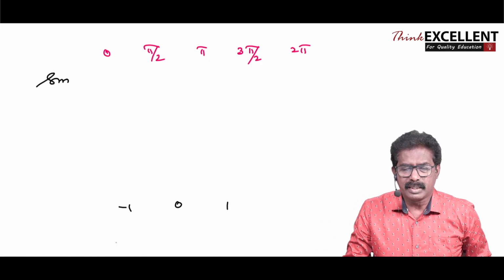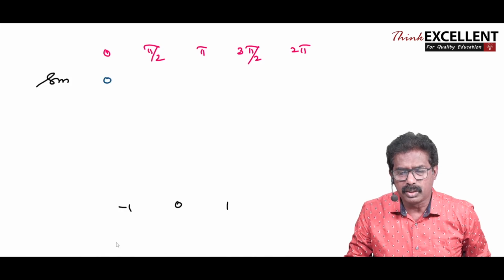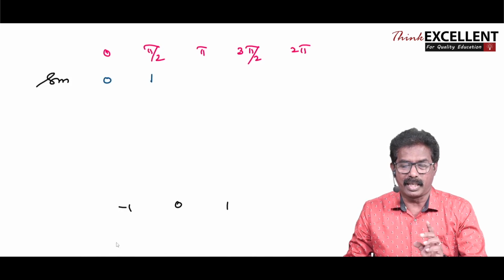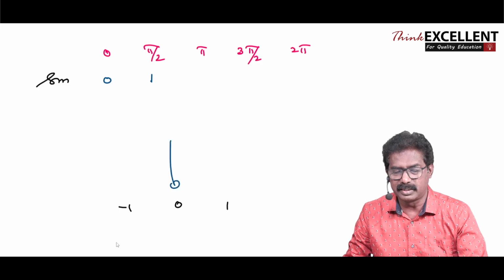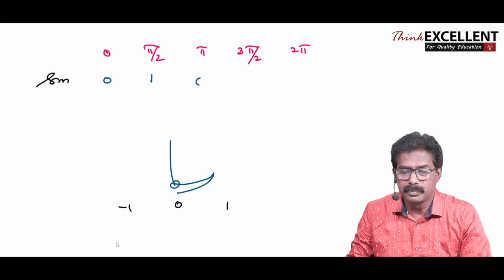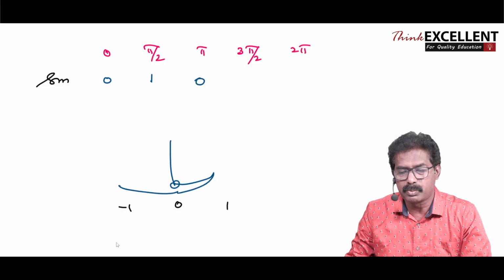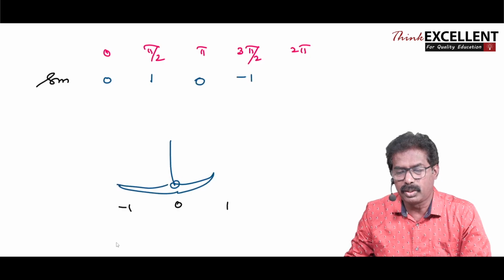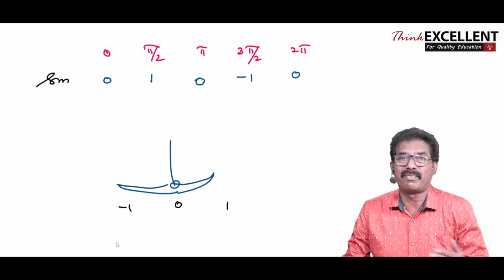See the values. What is sine 0? Sine 0 is 0, sine 90 is 1. That too you already know. See the simple pendulum. First it is at 0, that swings to 1, then it will come back to 0, then it goes to minus 1, then comes back to 0, etc. Any number of terms you can write.